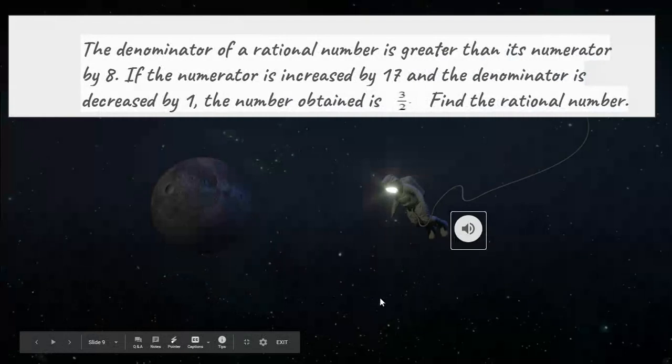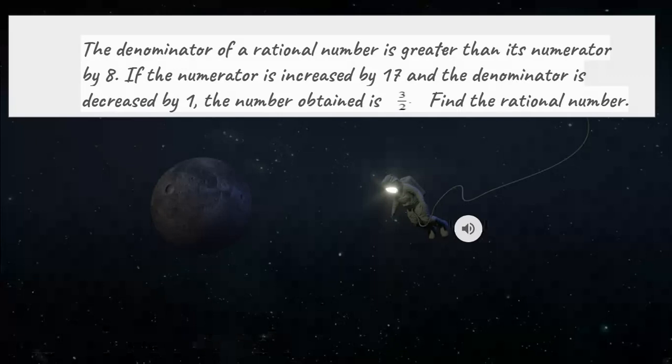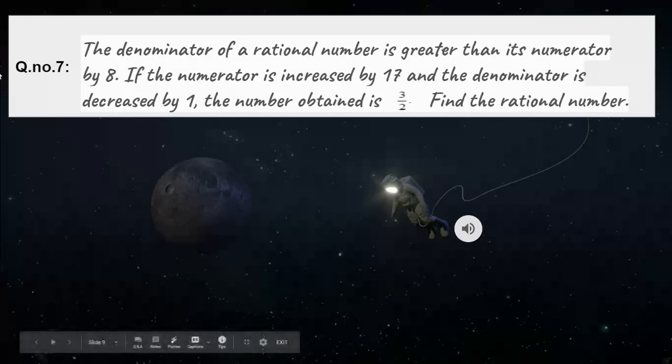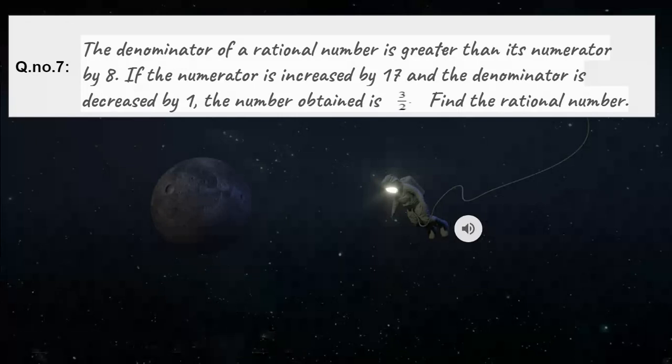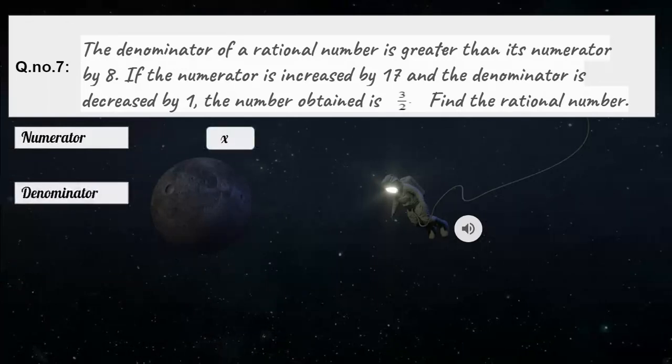Now we are solving the last question of this exercise. Question number 7. The denominator of a rational number is greater than its numerator by 8. If the numerator is increased by 17 and the denominator is decreased by 1, the number obtained is 3/2. Find the rational number. So let the numerator be x. Then what will be the denominator? That is x + 8. It is given that the denominator is greater than the numerator by 8, so if the numerator is x, the denominator will be x + 8.